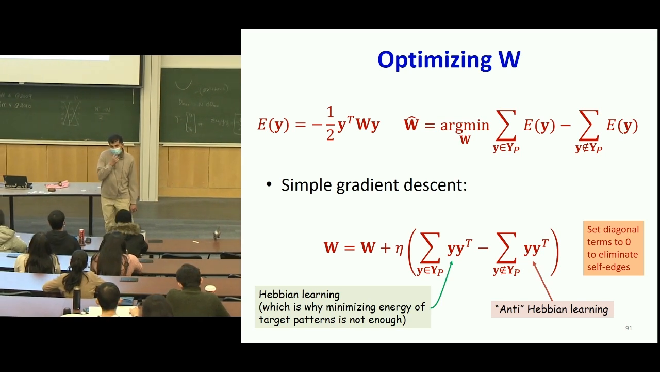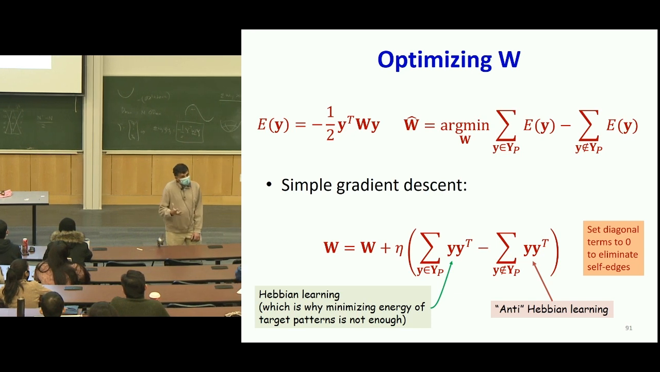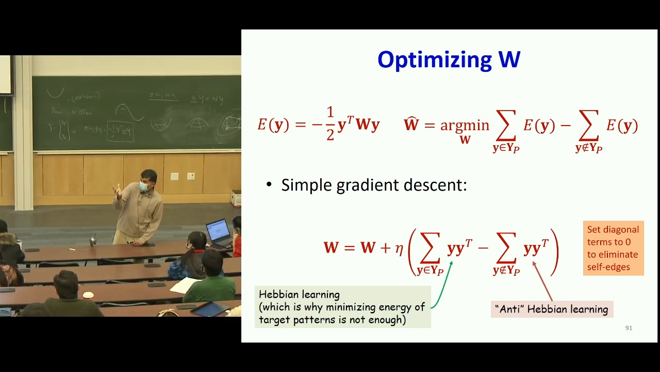And so the interesting thing that happens is what we saw as Hebbian learning, which we saw worked, is basically one component of it. It's pulling down the energy of the patterns that you're trying to remember. But that's not enough. You want to push up the energy of all the patterns that you don't want to remember. So you simultaneously perform Hebbian learning on the first set and unlearning on the other set.